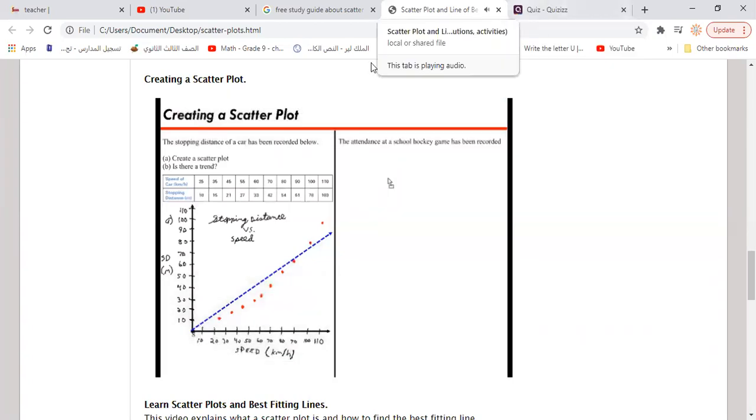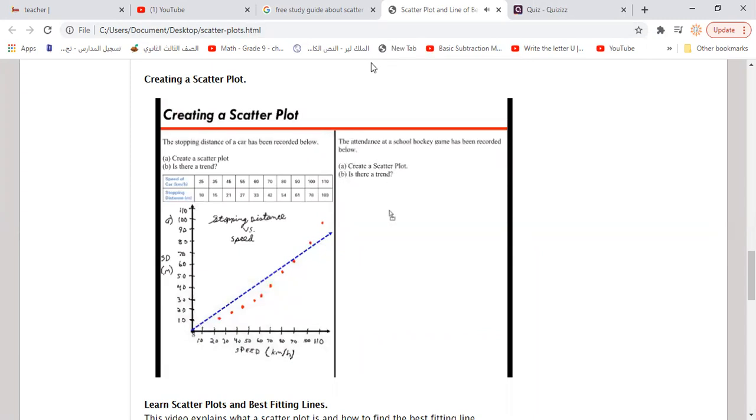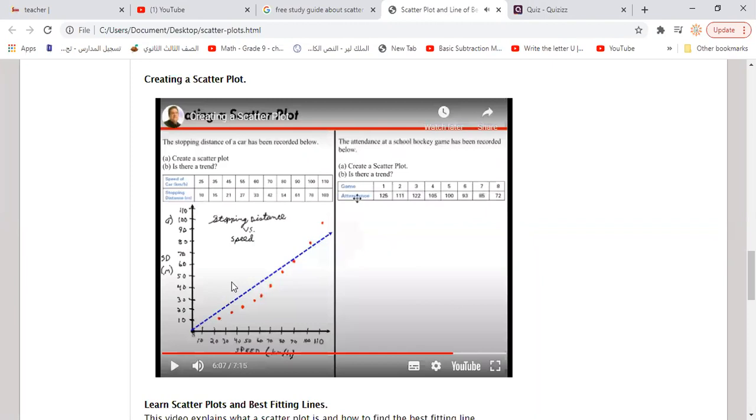The attendance at a school hockey game has been recorded below. A, create a scatter plot, and B, is there a trend? And here is your table of values. You can see we've got the games in the first row and the attendance. This is another example. The attendance at the school hockey game has been recorded below. The games 1, 2, 3, 4 till 8, and the attendance 125, 111, 122, 105, 193, 85, 72.